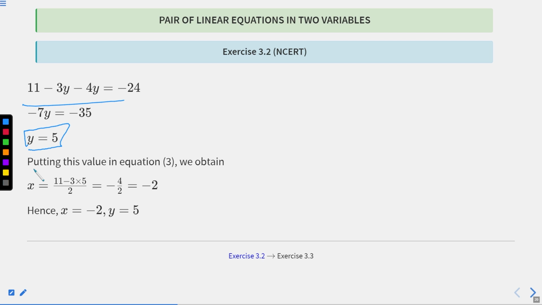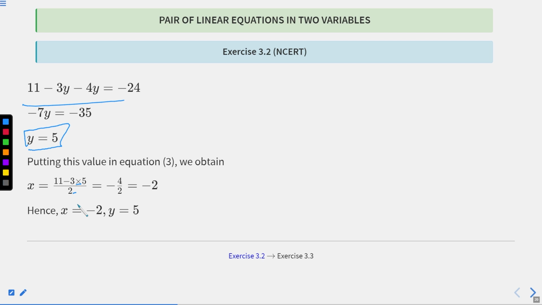So now if we put in the value of y equal to 5 in equation 3, then we obtain x is equal to 11 minus 3 times 5 divided by 2, and this is equal to minus 4 by 2, and this is equal to minus 2. Hence x is equal to minus 2 and y is equal to 5. Okay, so therefore the solution is x equal to minus 2 and y equal to 5.